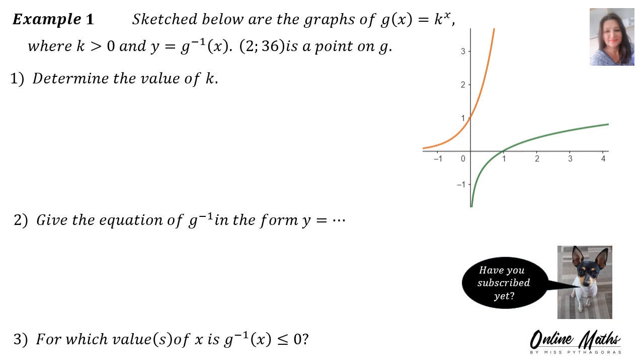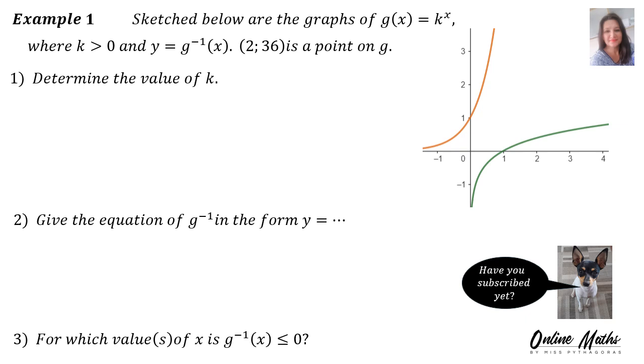Example 1. Sketched below are the graphs of g of x is equal to k to the x, where k is greater than 0, and y is equal to the inverse of g. (2, 36) is a point on g. Number 1, determine the value of k. Now let's quickly go back to the graph.